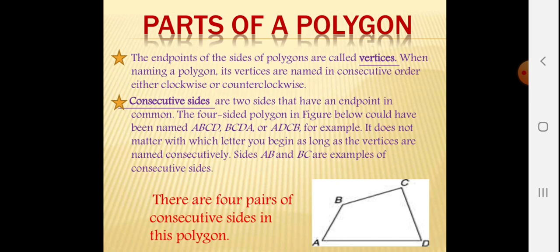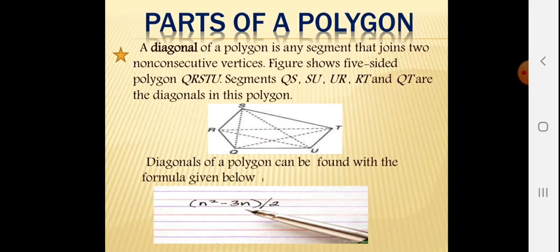Consecutive sides are the 2 sides that have a common endpoint. So here, consecutive sides are AB and BC, BC and CD, CD and AD. In the figure below, the polygon could have been named as ABCD, BCDA or ADCB. It does not matter with which letter you begin as long as the vertices are named consecutively. Sides AB and BC are examples of consecutive sides.